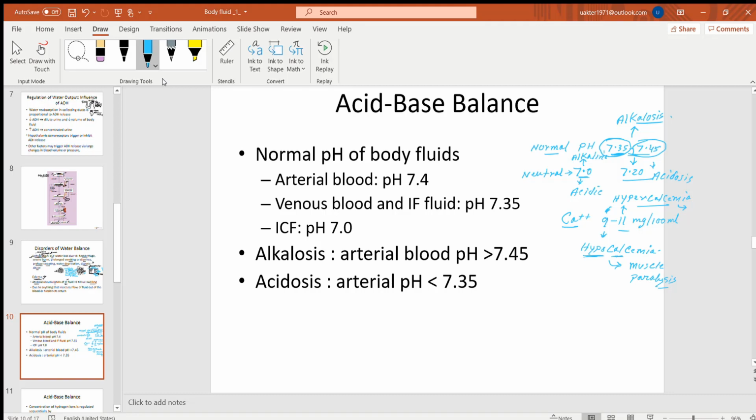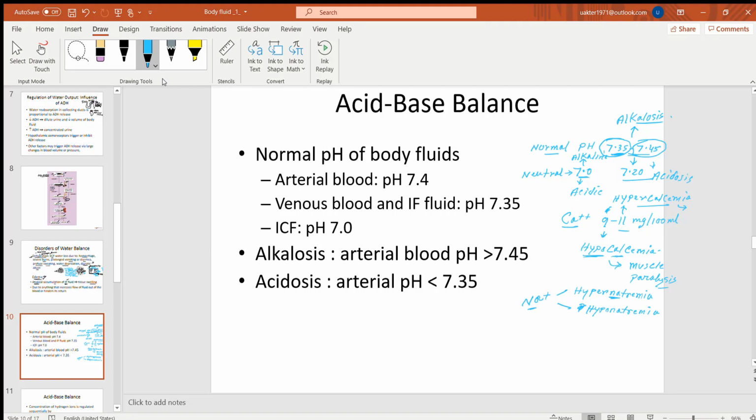Okay, if the concentration of sodium is high, that is called hypernatremia. Remember, hypernatremia. Na, sodium. Okay, Na. If the concentration of sodium is less, that is called hyponatremia. Make sense?